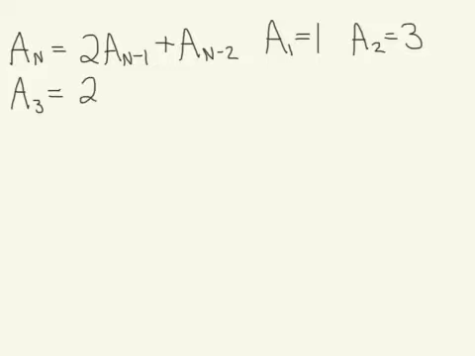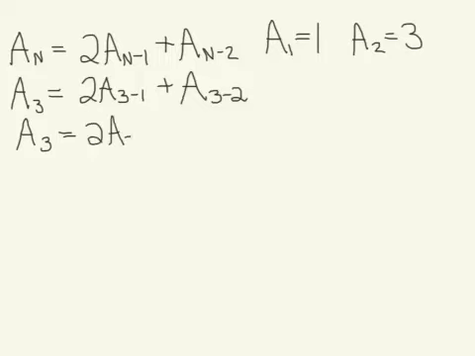So if I replace n with the number 3 over here as well, I get 3 minus 1, and then over here I get 3 minus 2. So to calculate that, let's simplify these expressions down here. 3 minus 1 and 3 minus 2, let's calculate those out. So I would get a3 equals 2a2 plus a1.